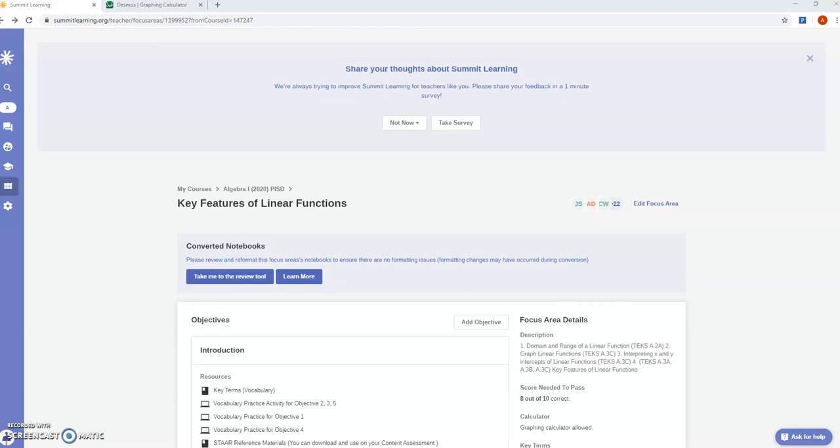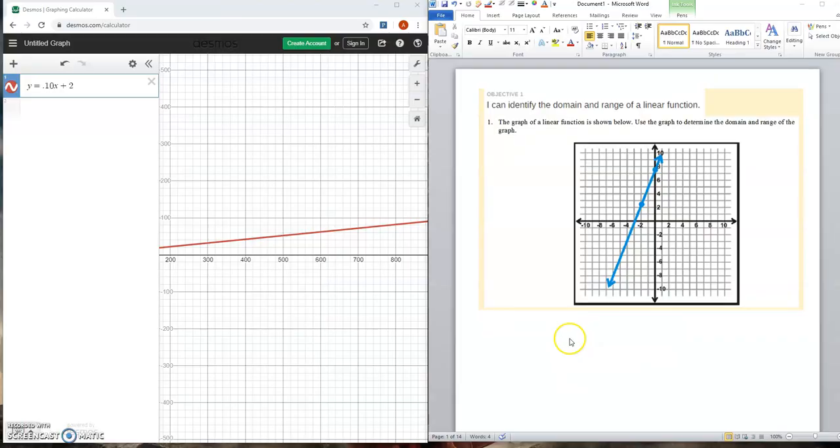Welcome back everyone. Today we're going to discuss key features of linear functions. Objective number 1, I can identify the domain and range of a linear function.